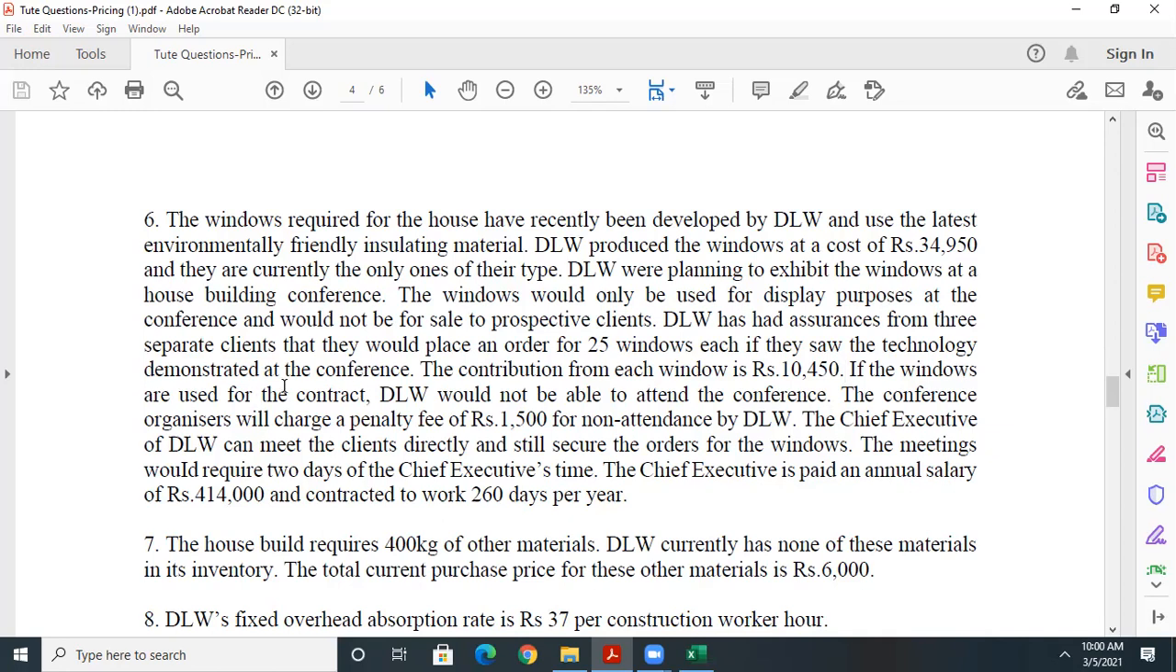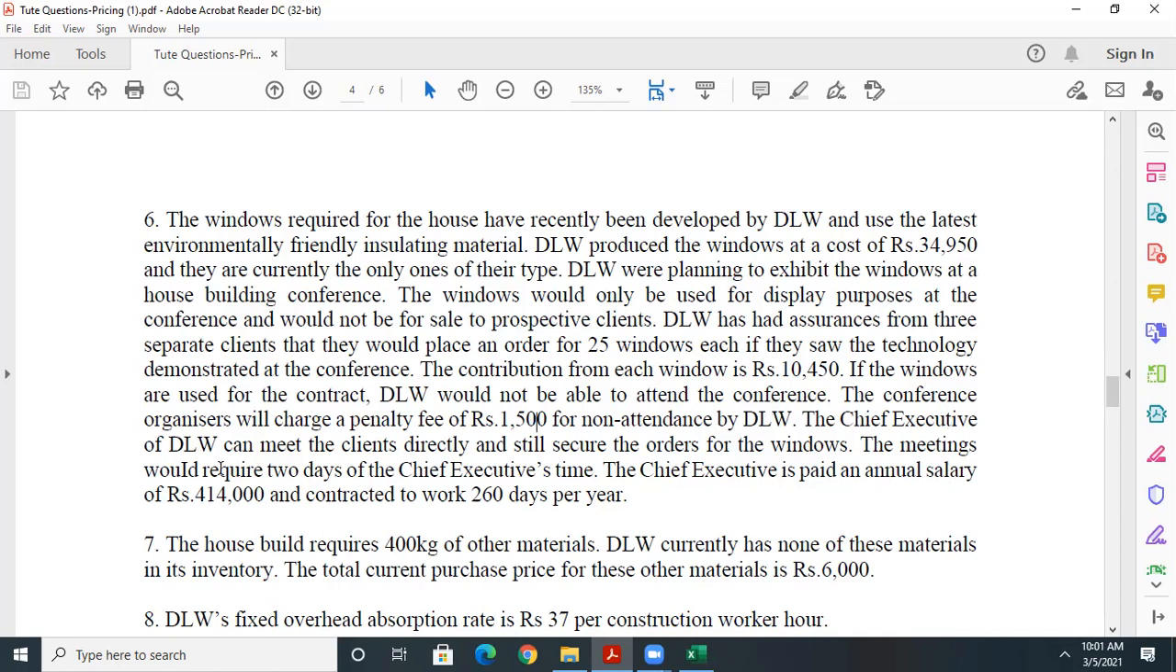If the windows are used for the contract, DLW would not be able to attend the conference. So දැන් ඔයාගේ තව අදහසක් එනවා මේ හදපු window ටිකම අපි conference එකට යන්නේ නැතුව භාවිතා කරමුද මේ ගෙදරට කියලා. අලුතෙන් ගන්න housing project එකට භාවිතා කරමුද කියලා හිතනවා මේ windows, right? The conference organizers will charge a penalty fee of 1,500 for non-attendance by the DLW. හැබැයි conference එකට ගියේ නැත්නම් ඔයාලට දෙන penalty fee එකක් තියෙනවා 1,500. දැන් ඔයා හිතනවා conference එකට යන්නේ නැතුව මේ හදපු window එක දාලා ගෙදර හදලා දුන්නොත් මොකද කියලා.